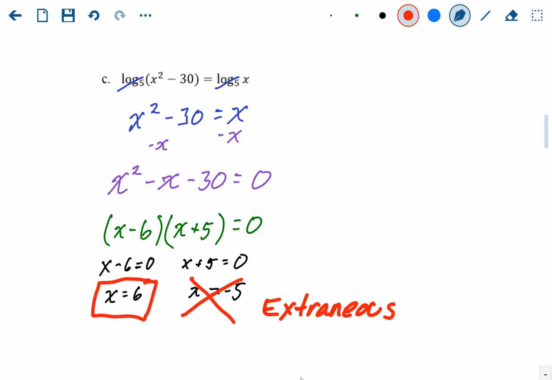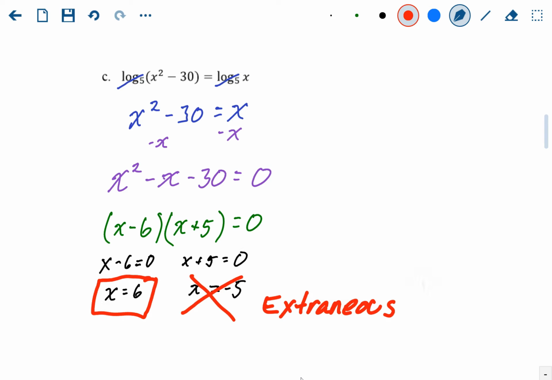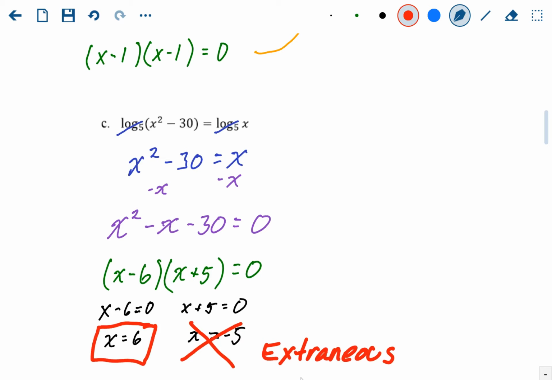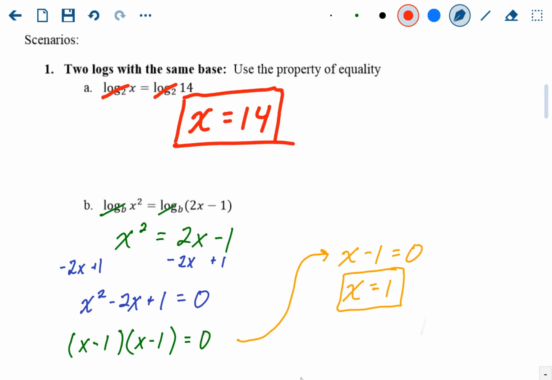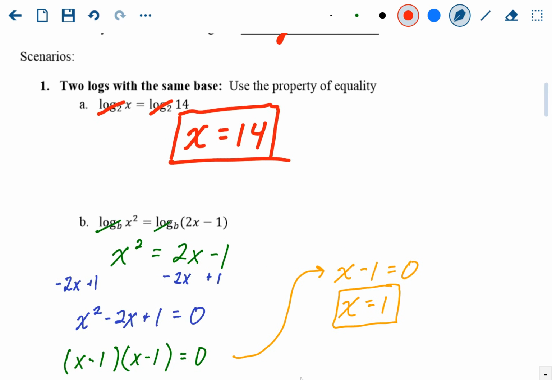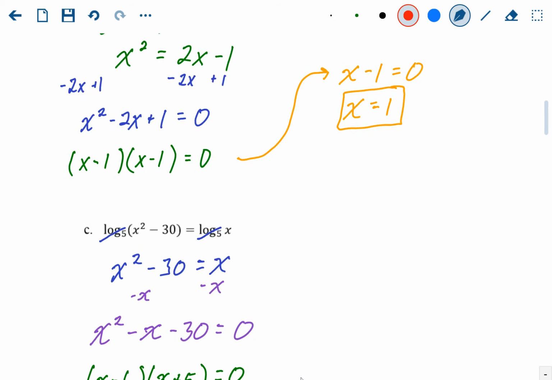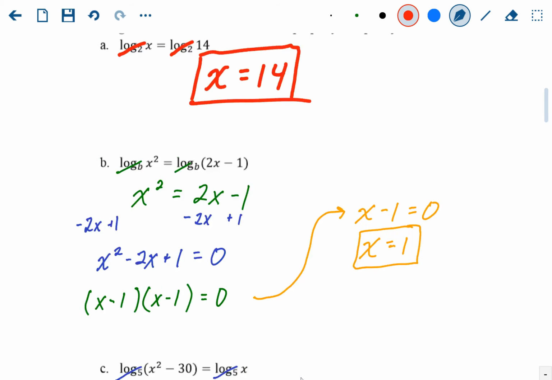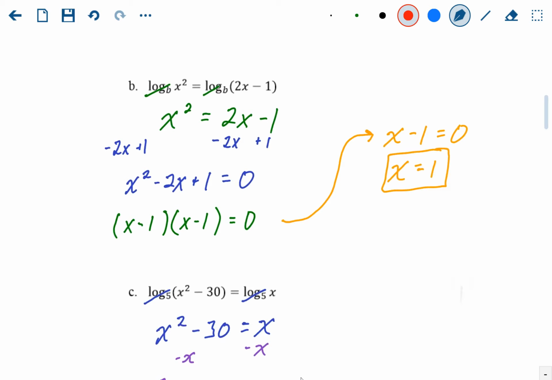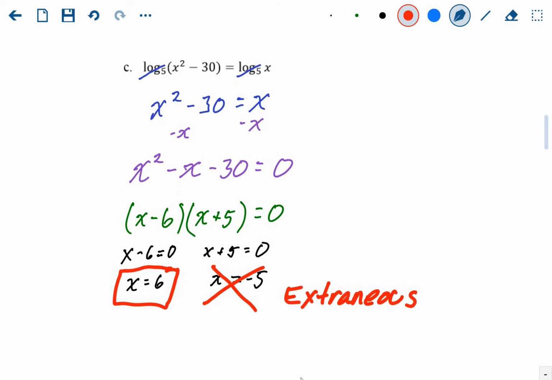So always take an extra second and check your answers. All right, so that was scenario 1. It's not that bad. When the bases are the same, just get rid of the log portion and then figure out how you're going to solve that equation. If it's a linear equation, you just solve for x. If it's a quadratic equation, you're going to have to factor and solve for x.